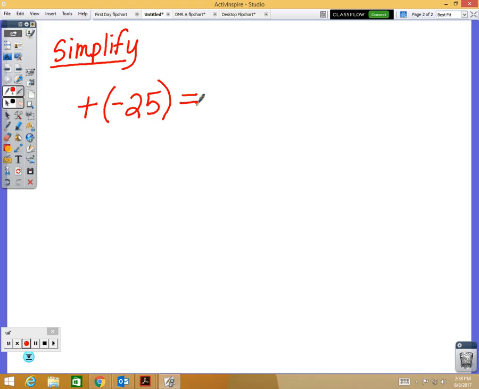So would that make a positive 25 or a negative 25? It would make a negative 25. When the signs are different, it's negative. So same thing if you had something written like this.